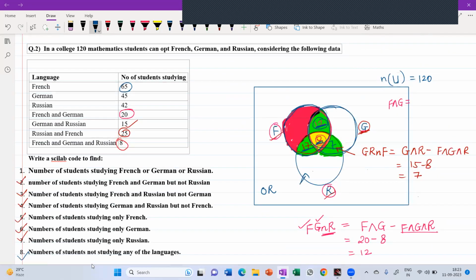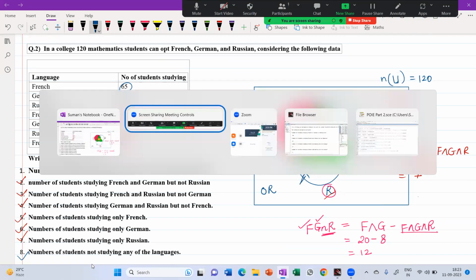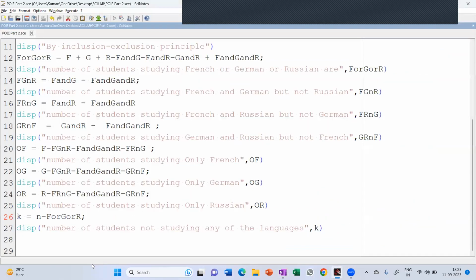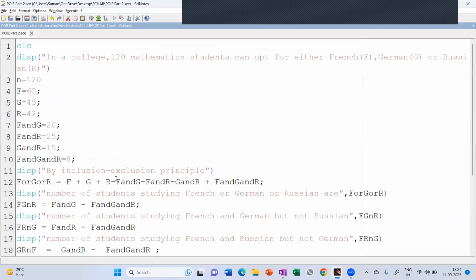All right. Now let us see the code. The way I have explained to you, in a similar manner we are going to write down the code. All right, so let us see the code now. I hope the code is visible to everybody. Okay, so as you all can see, the code's first line is CLC.